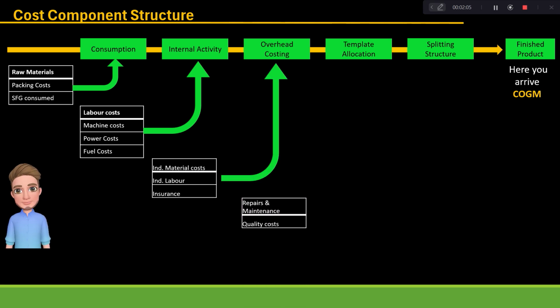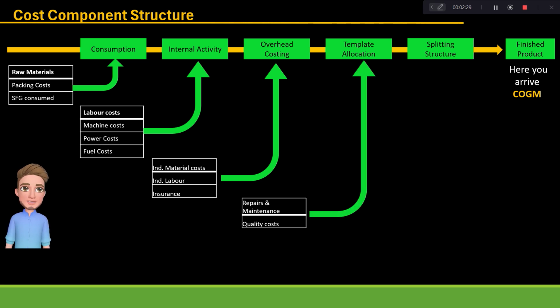We have another feature in SAP called template allocation. Let us say you have one common service center, a repair service center, that is common for multiple products. You can charge back a certain portion of those costs to various production orders based on quantity, using the feature called template allocation. Now there are two types of cost planning you do.